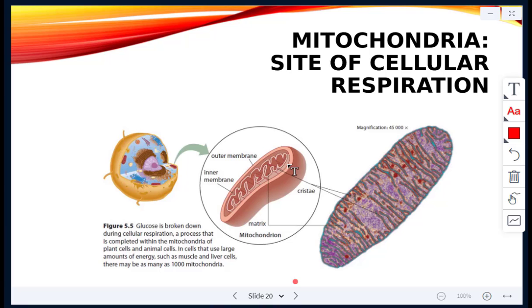All right, so you do need to know the structure of a mitochondria and all the different parts we just labeled. This is where glucose is being broken down during cellular respiration. And just a quick note here, cells that use large amounts of energy, like the muscle cells and liver cells, they may contain as many as 1,000 mitochondria.